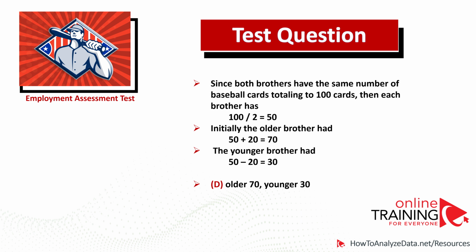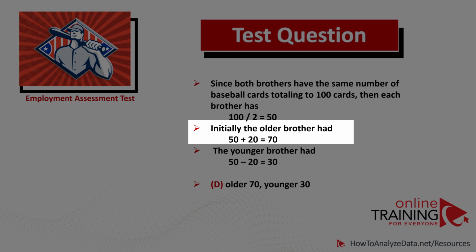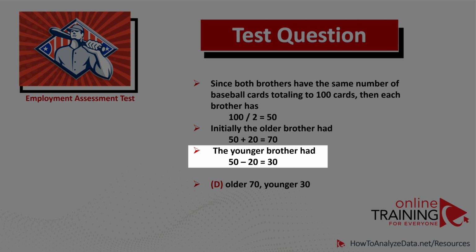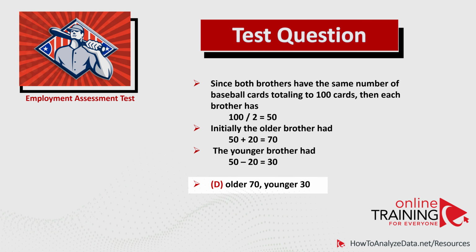The first step to solve this challenge is to calculate how many cards both brothers have after the birthday. Since both brothers have the same number of baseball cards, totaling 100 cards, each brother has half of it, which is 50, calculated by 100 divided by 2. So initially, the older brother had 50 plus 20, 70 cards, and the younger brother had 50 minus 20, 30 cards. So the correct choice here is D, older brother 70 cards and younger brother 30.